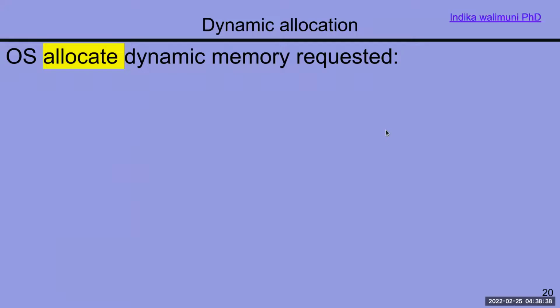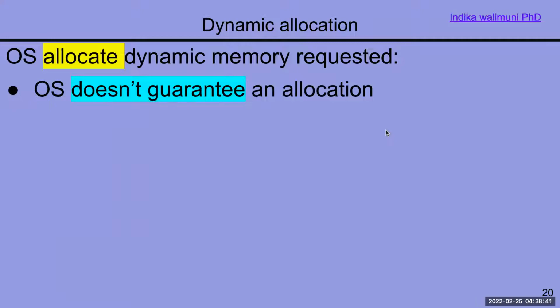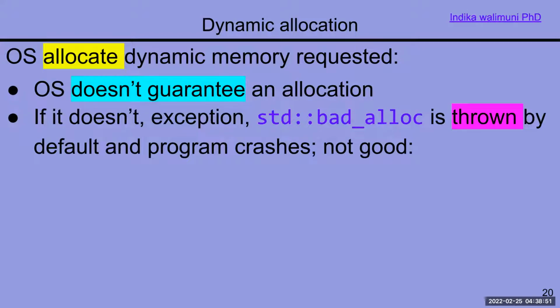All right, so this dynamic allocation is not a guaranteed operation. We may be demanding more than we have. If it can't fulfill the request, then this exception, which we call the bad allocation exception, is thrown. It's definitely going to crash the program, and that's not good.